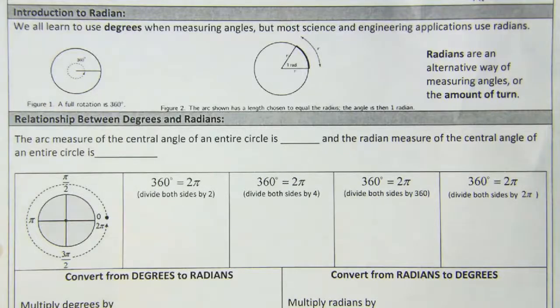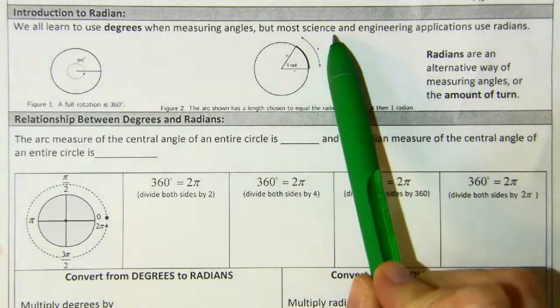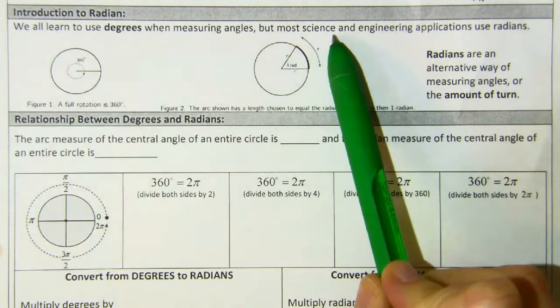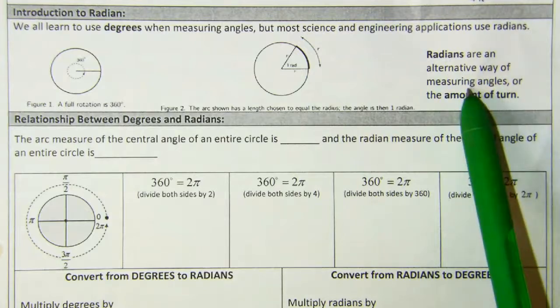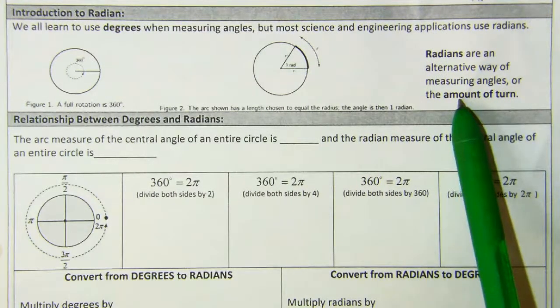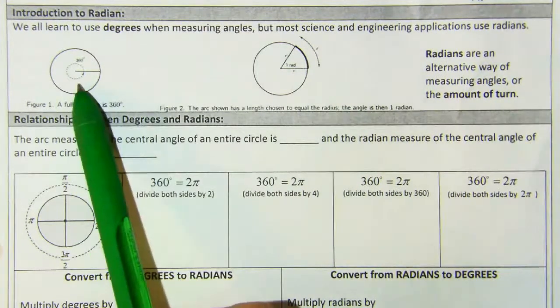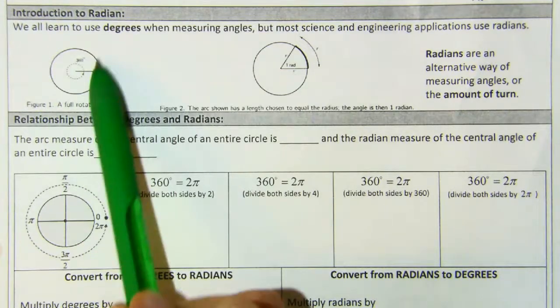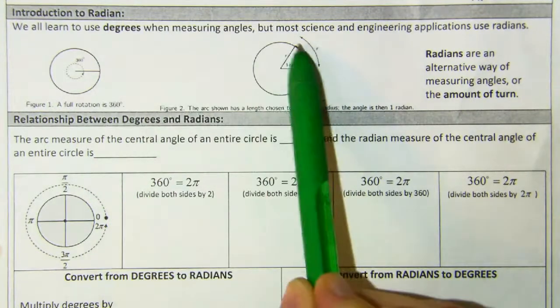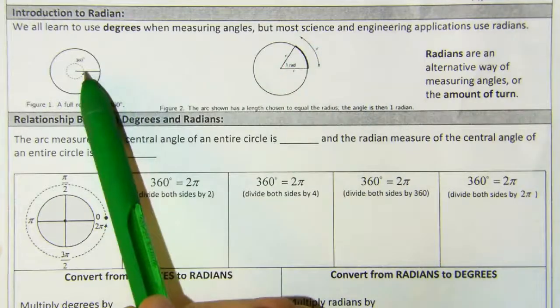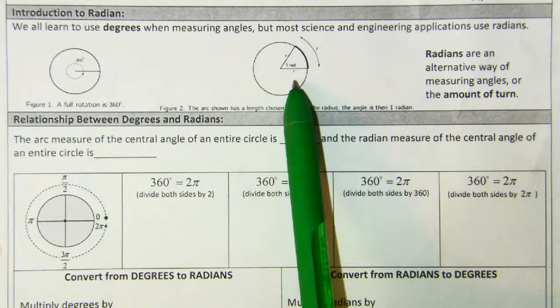Now to follow up on the introduction to a radian, we all learn to use degrees when measuring angles, but most science and engineering applications use radians. As you just saw in the video, radians are an alternate way of measuring angles, or just the amount of turn. We're very accustomed to this 360 degrees turn, but now we have to make sure that we understand what a radian is, in case instead of giving degrees, they actually tell us the radian.